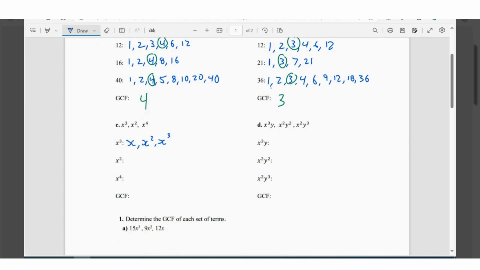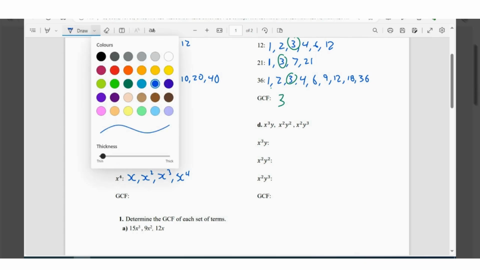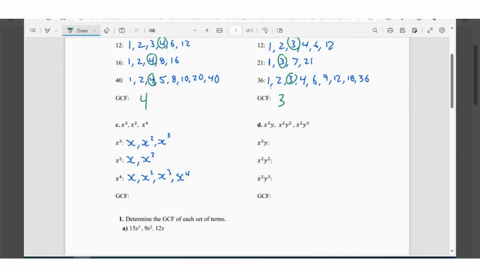For x squared, x can go into there, and x squared can go into there. And x to the 4, you guessed it, x can go in there, x squared, x to the 3, and x to the 4. And what is the biggest, the greatest of all of these? Looks like x squared. So the greatest common factor of these 3 is x squared. Okay, let's look at the next one.